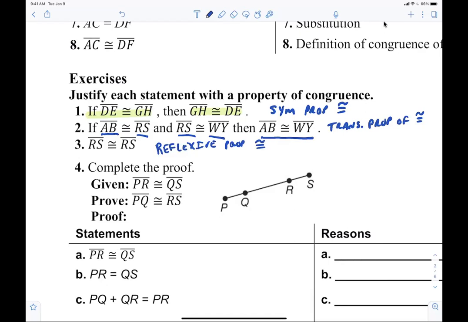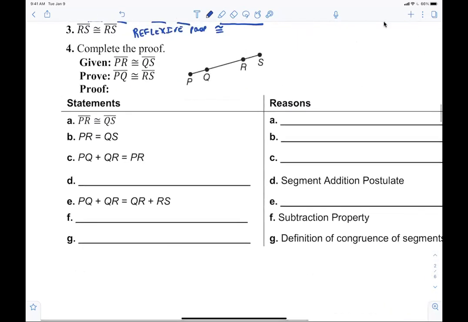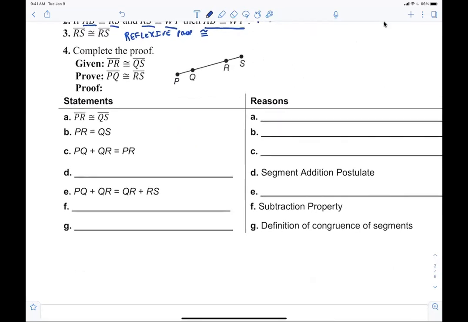Symmetric property. If A equals B, then B equals A. Now, let's see how we're doing on this proof. Like I say, sometimes I feel like it's easier just to do our own proofs. But let's see. Letter A, PR is congruent to QS. Why is that? That is given. So everybody can write that down.